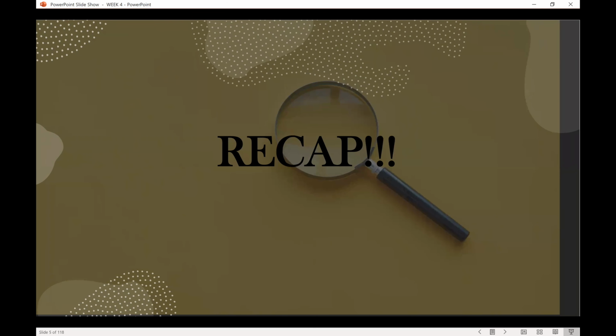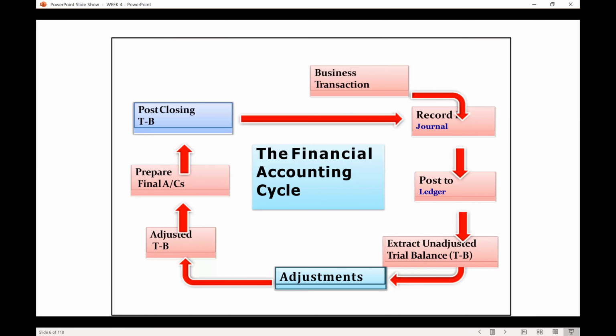But before we go any further, let's just do a little recapping, right? So we're looking at our financial accounting cycle, and we're remembering from last week where we started. The financial cycle starts with a business transaction. Then you record in your journals, then you post to your ledger. After you've posted to your ledger and closed them, you would have extracted your unadjusted trial balance.